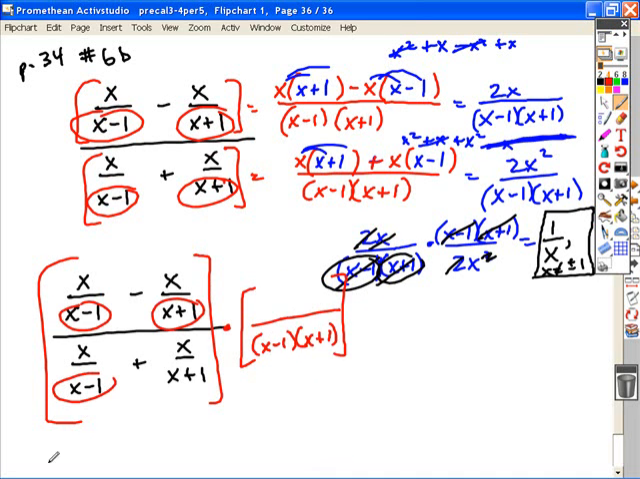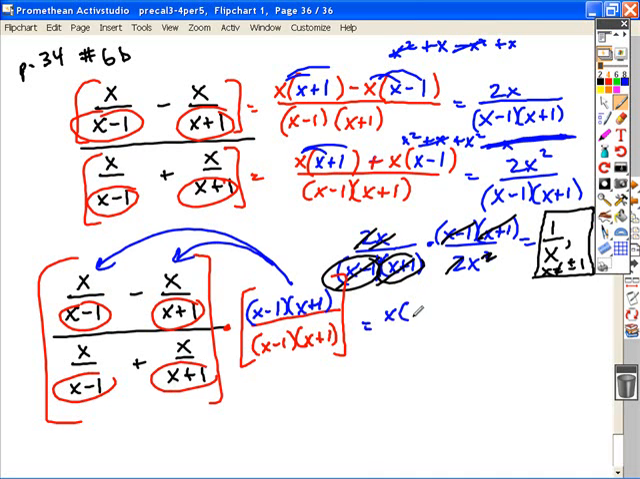Here it's not unique, we already have it. Not unique, we already have it. So here is your LCD for every term in the entire fraction. So we'll just write that over itself to give you a value of 1. And when you distribute through, you wind up with x times the x minus 1's cancel, so you get x plus 1, minus x times, and here when you distribute through the x plus 1's cancel.